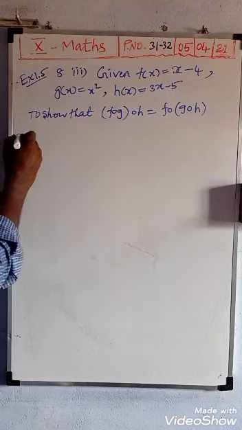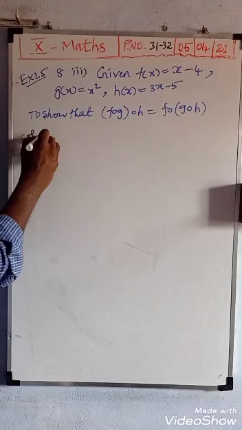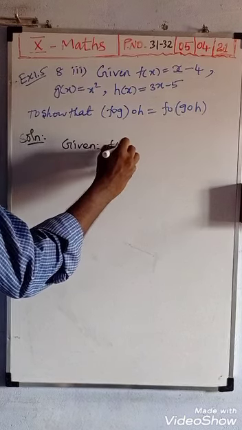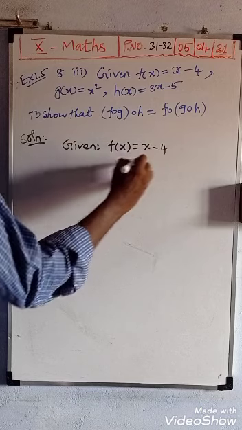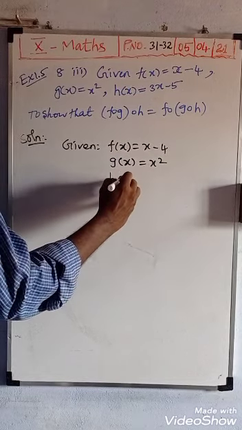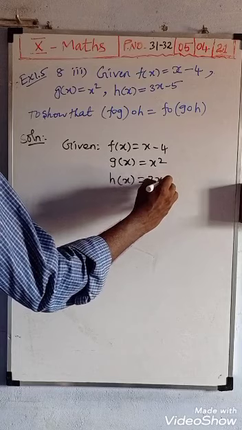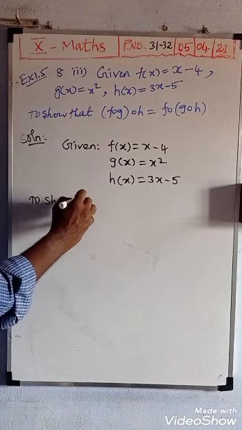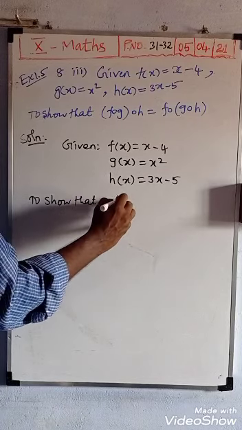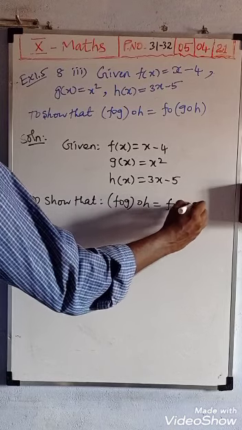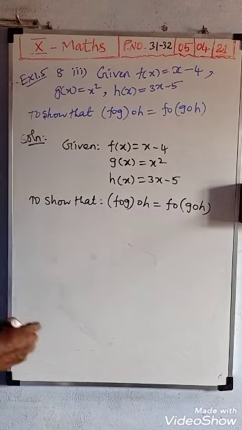So see, for the solution, first you should write the given functions. Given function f of x is x minus 4, g of x is x squared, h of x is 3x minus 5. Then we want to show that (f composition g) composition h is equal to f composition (g composition h).